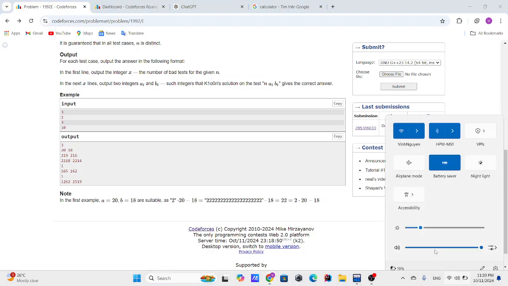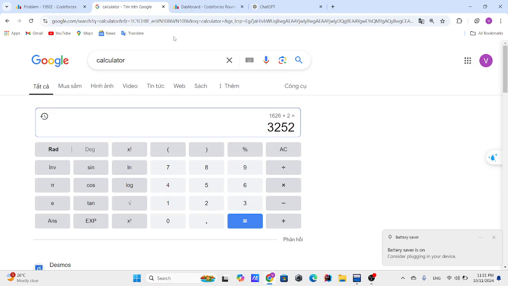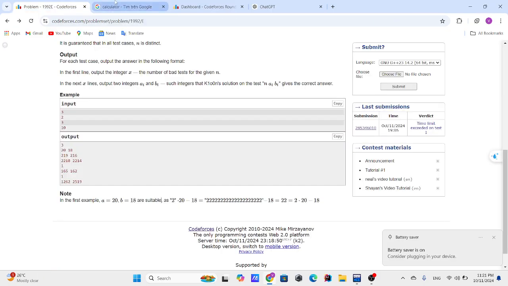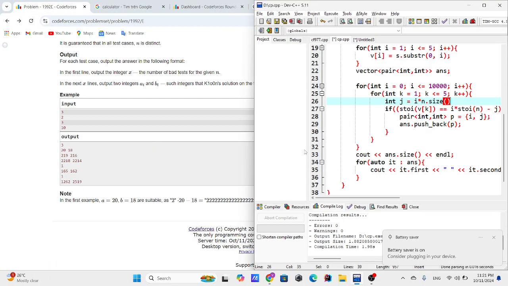Shit, no more battery, but 2 to 18. Hold on. 34. Okay. I think I might find out the solution for this.